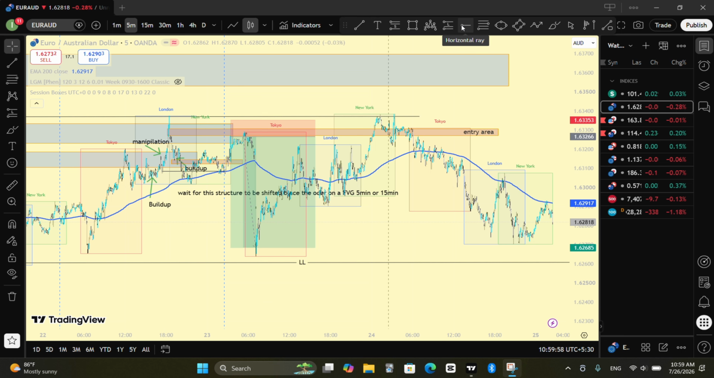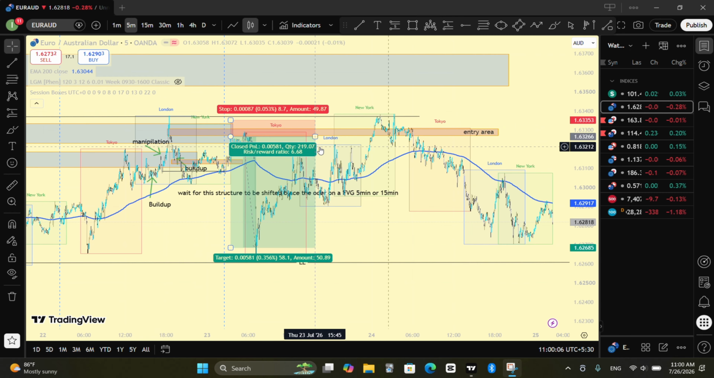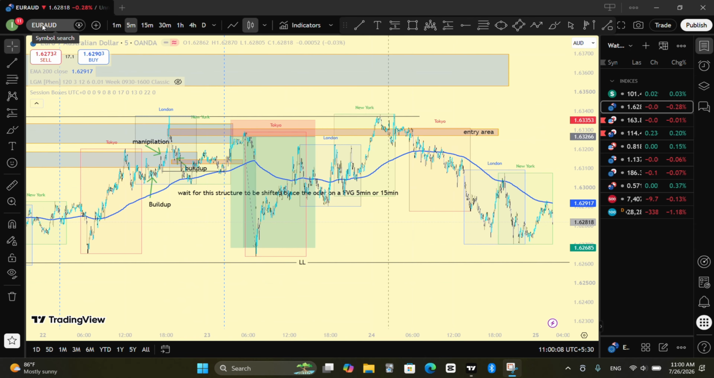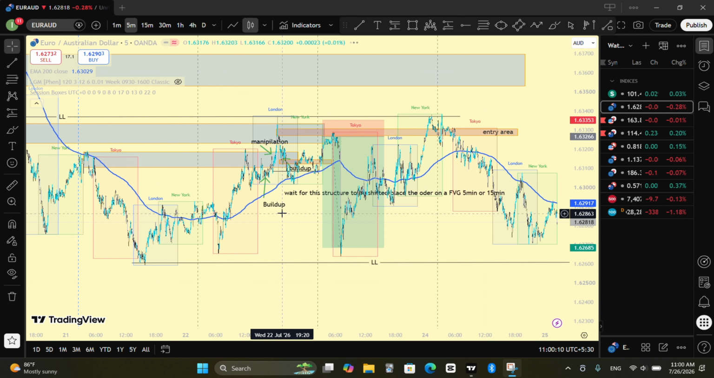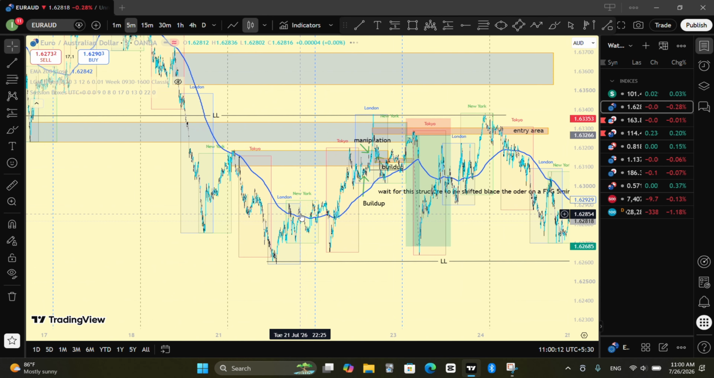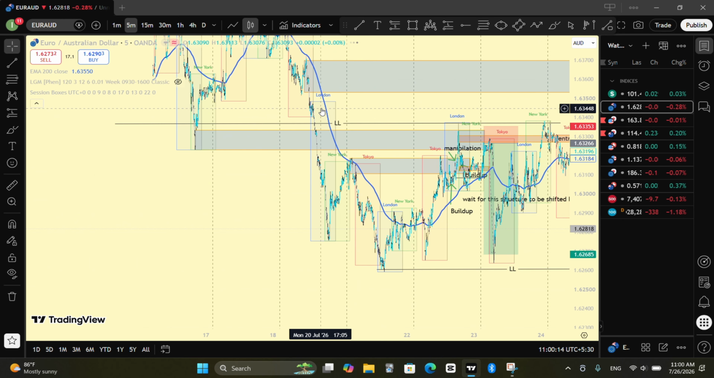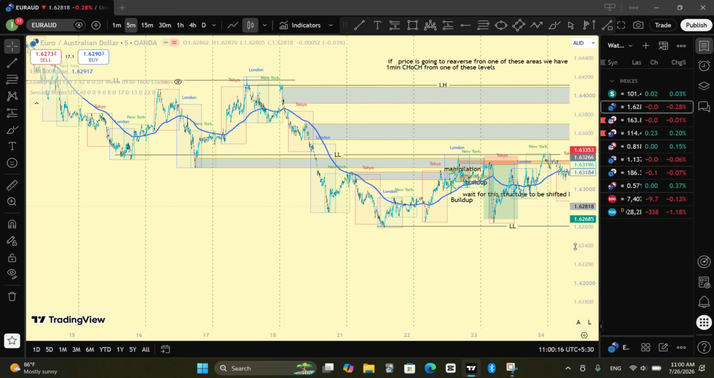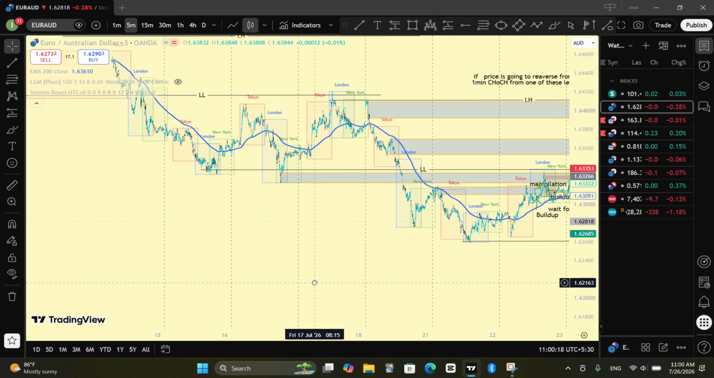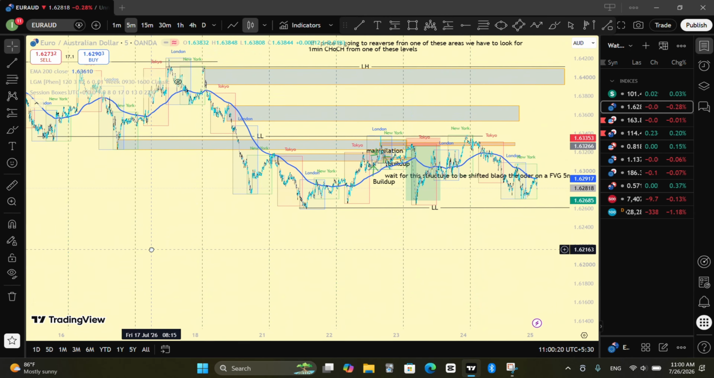In this video, we are going to look at a few other pairs. This is a trade I took before this week. It was in Euro AUD, and as you can see, we have a bearish market structure right here. Let me zoom out. The market was making lower lows and lower highs. So this is smart money market structure, not your regular market structure.